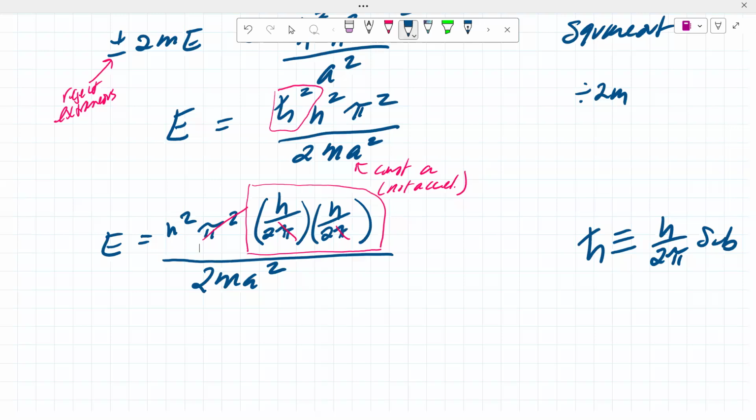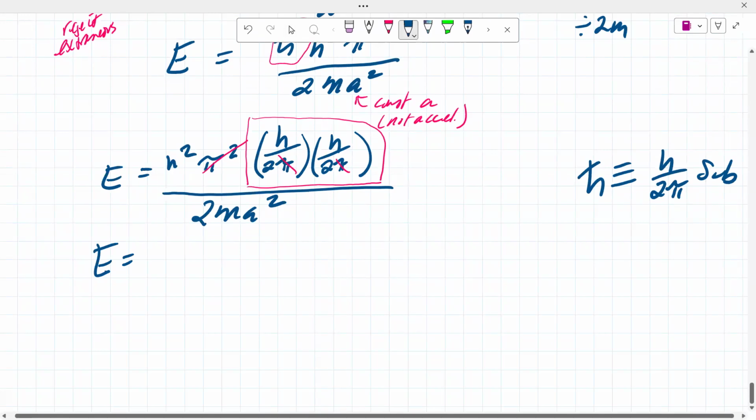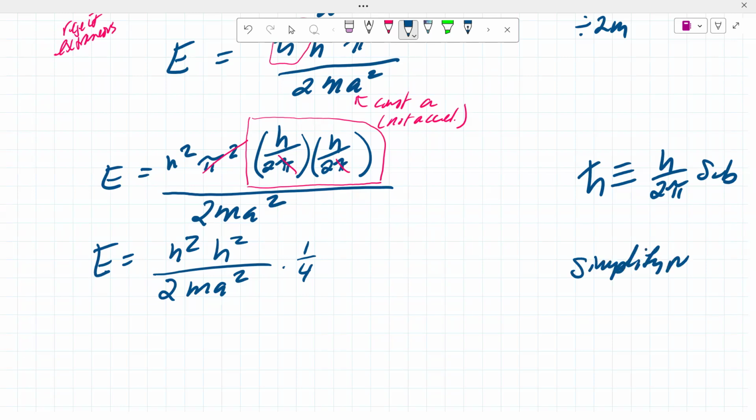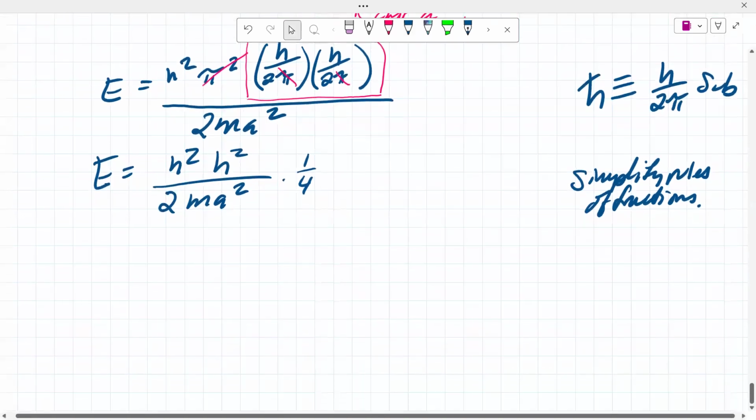So now we get energy equals n squared h squared over 2ma squared times a quarter. This 1/4 is because of the division by 2. Do you remember your rules for multiplying fractions? If you have it in the denominator of something that's actually all in the numerator, it really goes down to the denominator. Applying rules of fractions. Okay, so there's that.